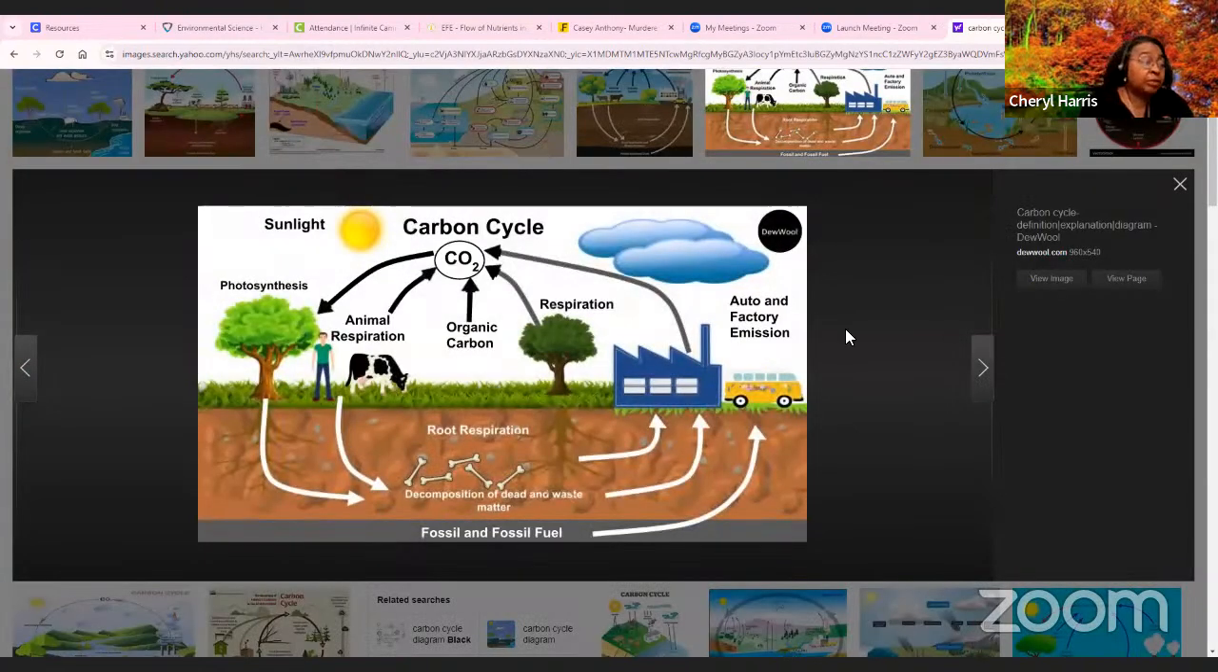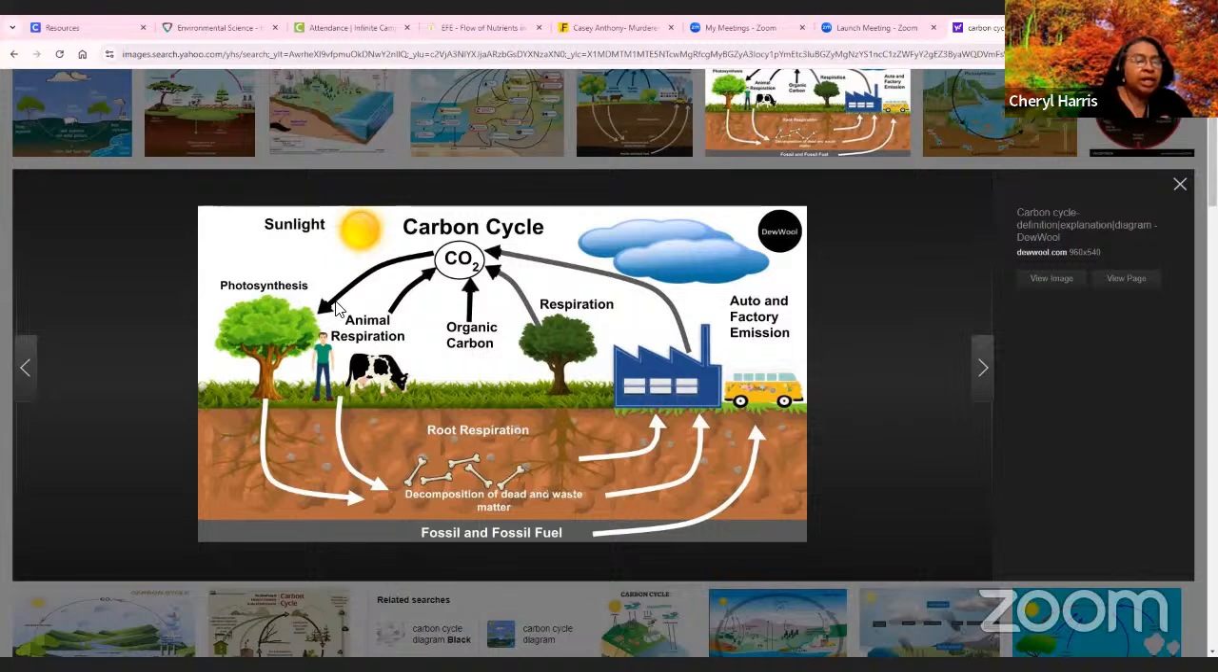All right, so again, you have a bunch of arrows indicating that it is cycled. So we start in the atmosphere, and carbon dioxide is part of photosynthesis. So we'll start with the carbon dioxide in the air and go to the tree. During photosynthesis, the equation is carbon dioxide plus water makes glucose and oxygen. So it is absorbed by the trees.